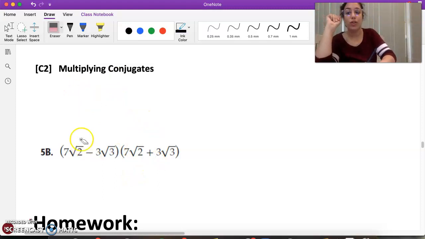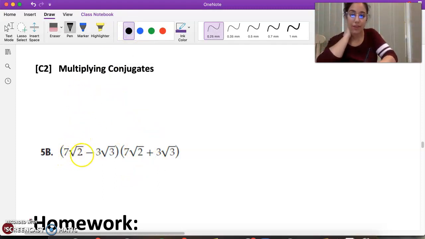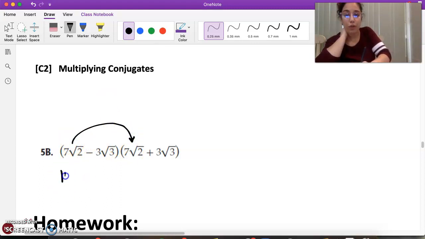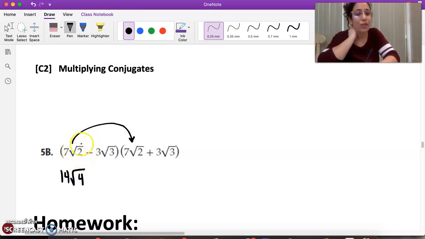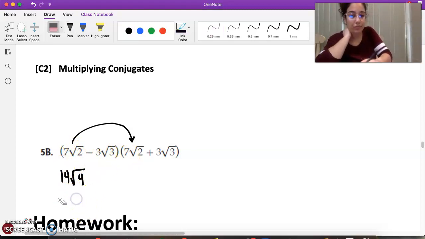Let's see what happens. So you're going to get 7 root 2 times 7 root 2, which becomes 14 root 4, right? But think about it. What's root 2 times root 2? When you square a square root, which is multiplying something by itself, you just get the radicand. I put 12, I meant 14. You get 14 times 2, okay?